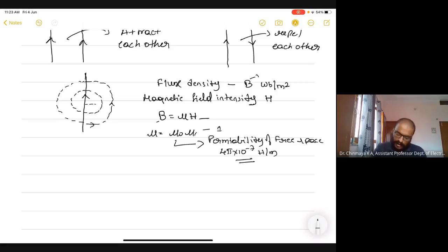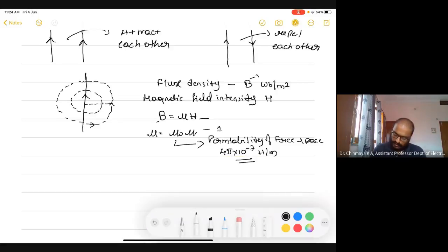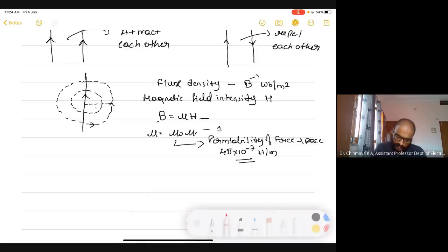Let us say that this distance is R, the radius of the field. At this distance they will have the same magnetic field. That means at this point there will be a magnetic flux density of B, at this point a flux density of B, and at this point a flux density of B. That means the flux density will be the same in this field.